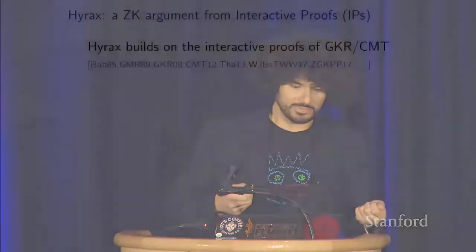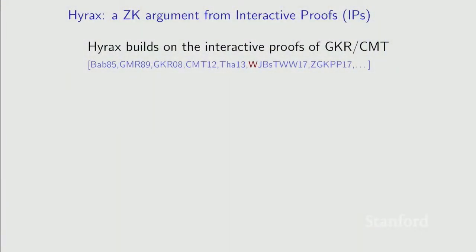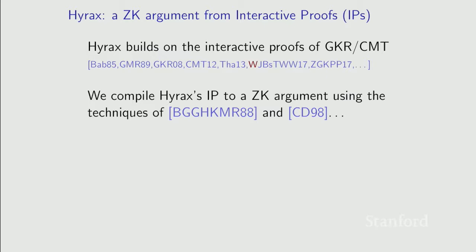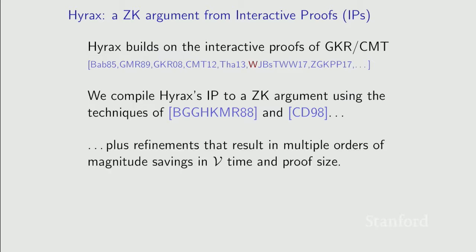Okay, so with that landscape in mind, let's take a quick look at Hyrax's machinery. Hyrax is built on a completely different thing called an interactive proof, which is essentially a probabilistic cross-examination. And we make these interactive proofs zero knowledge using techniques of Ben-Or et al. and Cramer and Damgård. But as we'll see, naively applying those techniques results in poor performance. So in Hyrax, we also include several refinements, which result in orders of magnitude improvement in both verifier time and proof size, and small constant factor improvements for the prover as well.